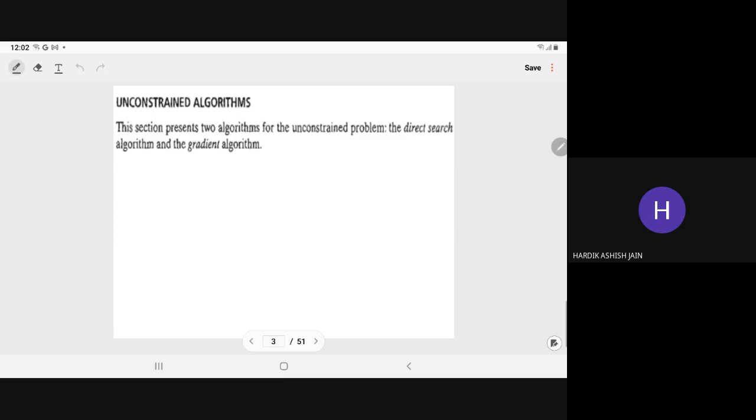So let us start with the first method, the direct method. Here we have the unconstrained algorithms. This section presents two algorithms for the unconstrained problem: the direct search method and the gradient method. Presently we will study only the unconstrained problem, and unimodal as well. Unimodal means it has only one mode. It is not like this, it is not like this, with two modes. We have either the minimization or the maximization.